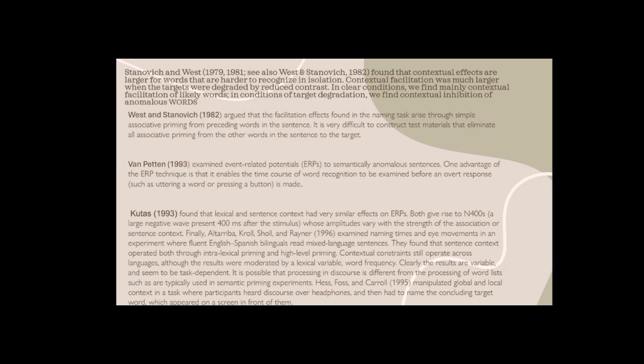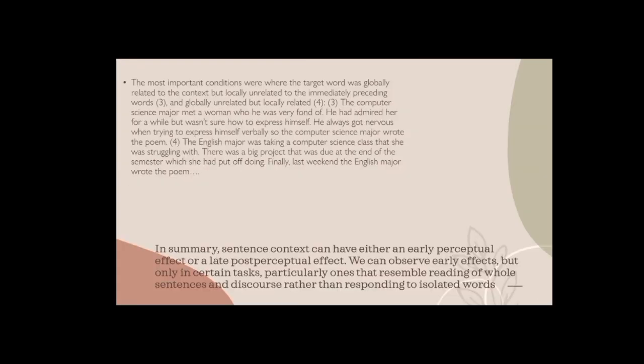Hess, Foss and Carroll, 1995, manipulated global and local context in a task where participants heard discourse over headphones and then had to name the concluding target word which appeared on a screen in front of them. The most important conditions were where the target word was globally related to the context but locally unrelated to the immediately preceding words, and globally unrelated but locally related.